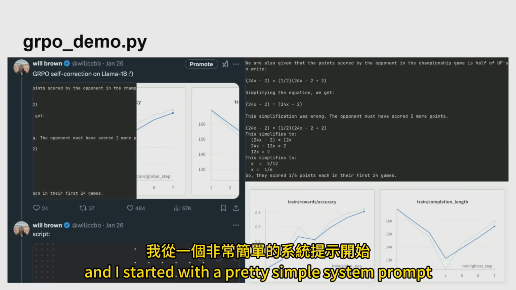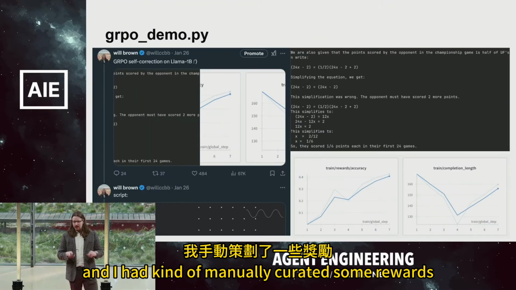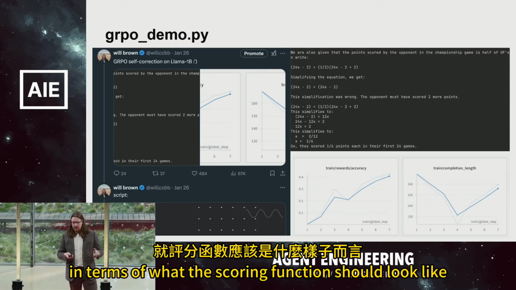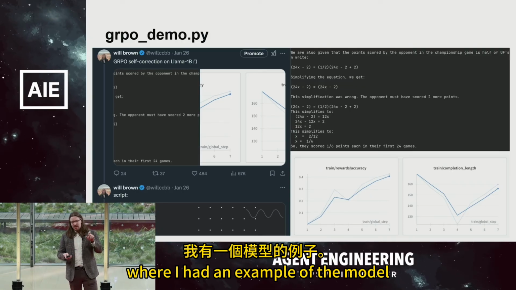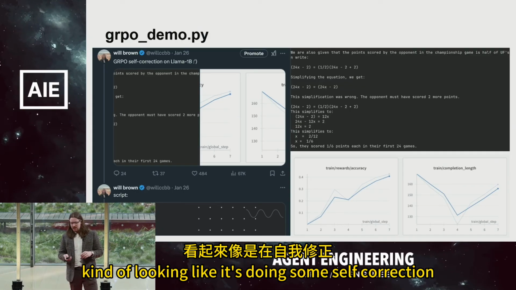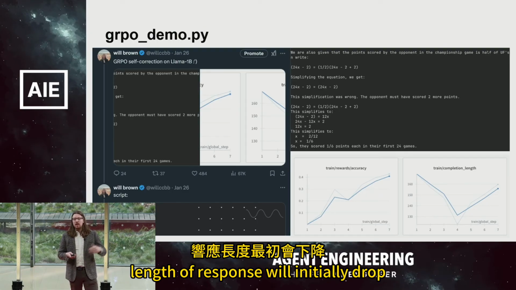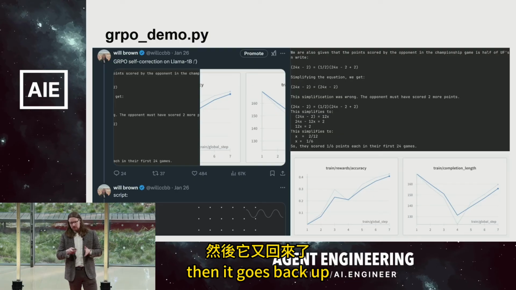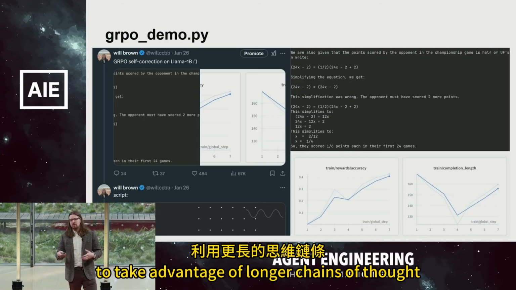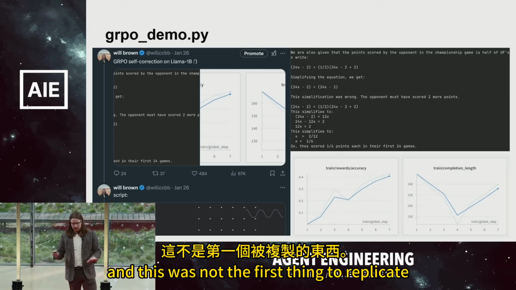And I started with a pretty simple system prompt, and I was just training the model to see what it did, and I had manually curated some rewards in terms of what the scoring function should look like. And I just tweeted it out, where I had an example of the model looking like it's doing some self-correction and showing that the accuracy gets better, as well as the length of response will initially drop once it learns to follow the format. Then it goes back up as it learns to take advantage of longer chains of thought to do its reasoning. And this was not the first thing to replicate in any sense.